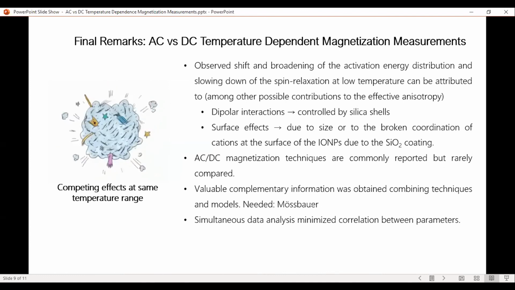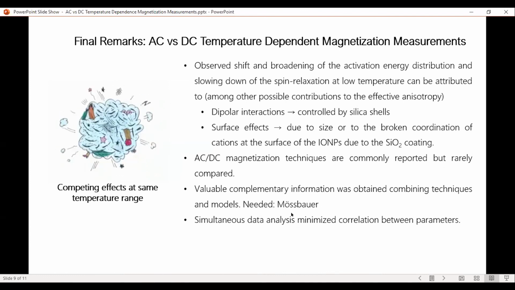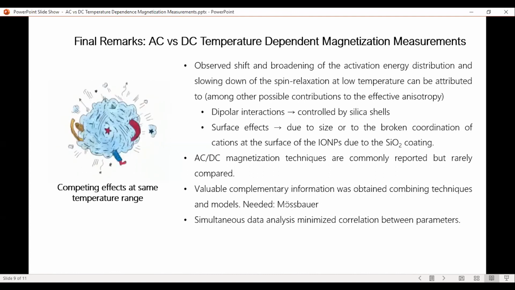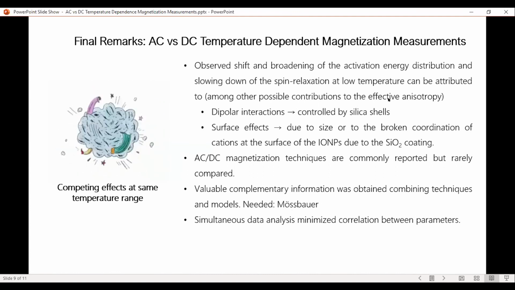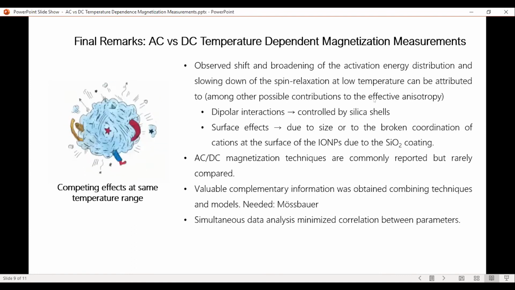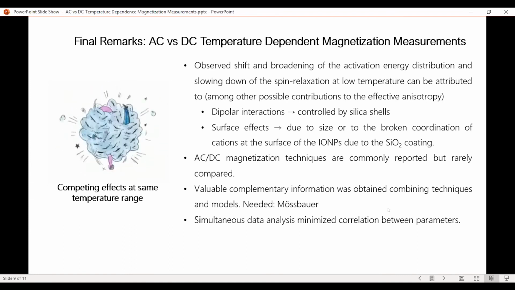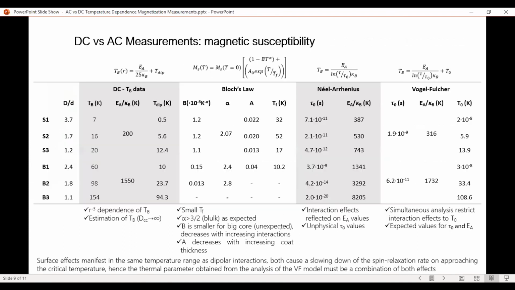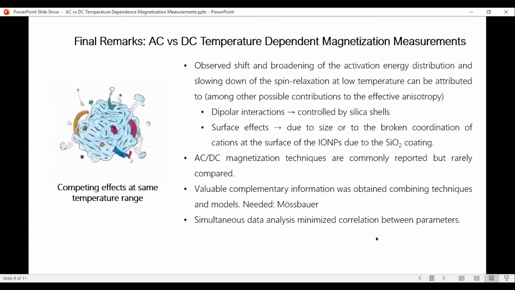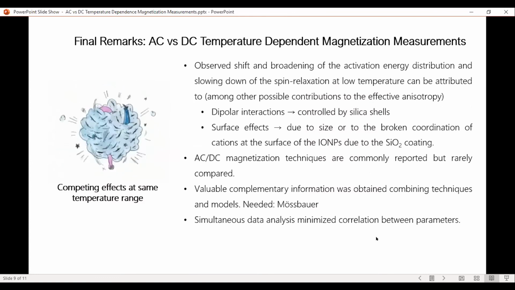Also, it would be great if we could perform Mössbauer analysis for these samples, so we can address the real contribution to the effective anisotropy. And something I didn't mention, but we did simultaneous analysis keeping shared parameters since we knew the common parameters between the same core samples, and this allowed us to avoid most of the correlation when fitting.